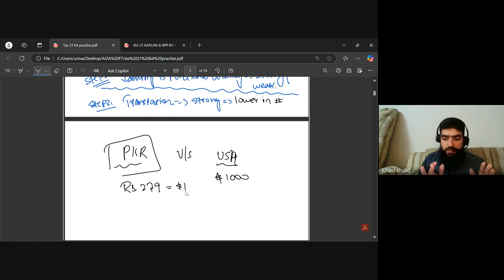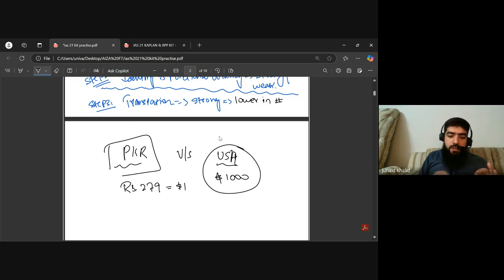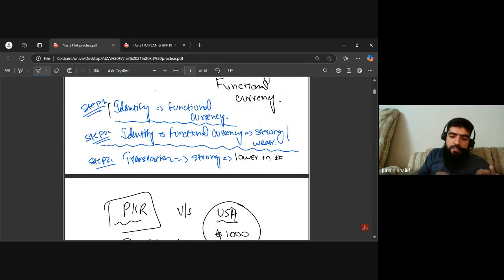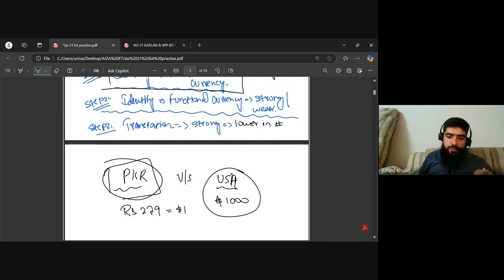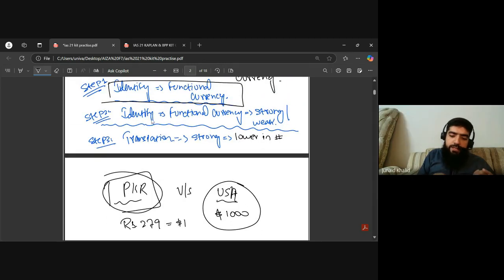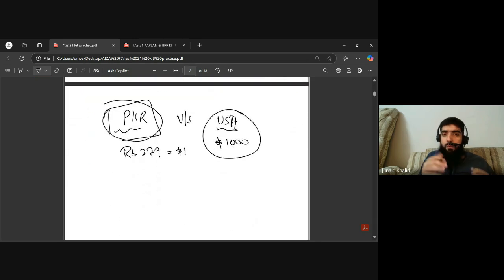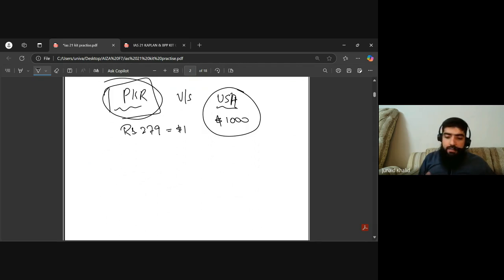Are you getting the situation? Okay, if I bought 1000 US dollar, now what I have to do first? First, I need to identify the functional currency. Assuming my functional currency is PKR. Now, second step, I need to identify whether the functional currency is strong or weak. How can I do that?